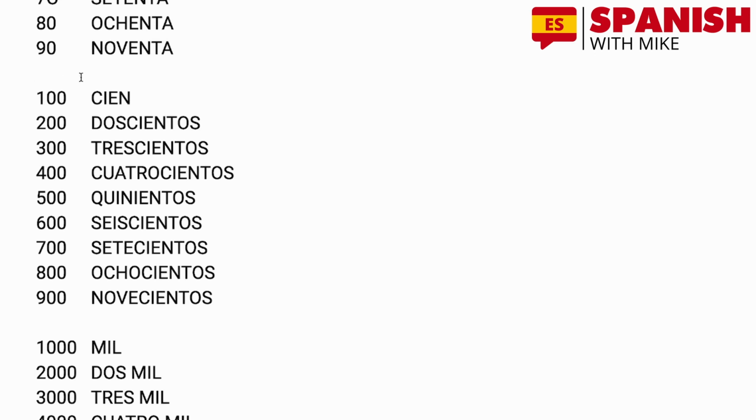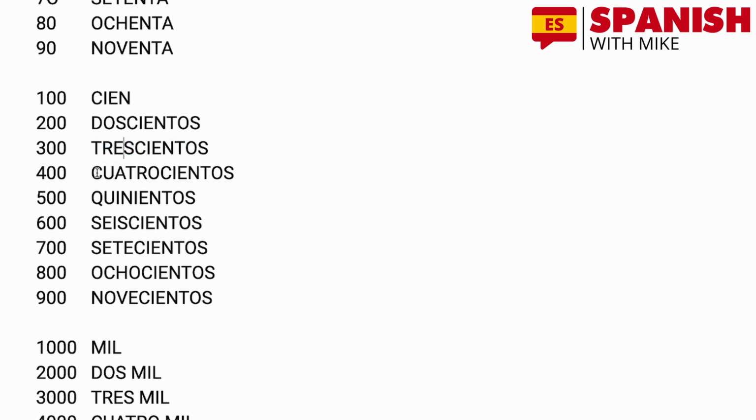Now, 100 would be cien. If I say in English a hundred, I could say un cien in Spanish, but in Spanish we don't say un cien. We just have cien. Funny fact: for 200, we do have dos cientos. For 300 we have tres cientos. It would be pretty much like 300, tres cientos.